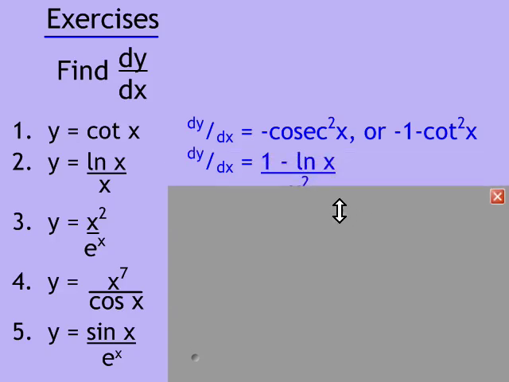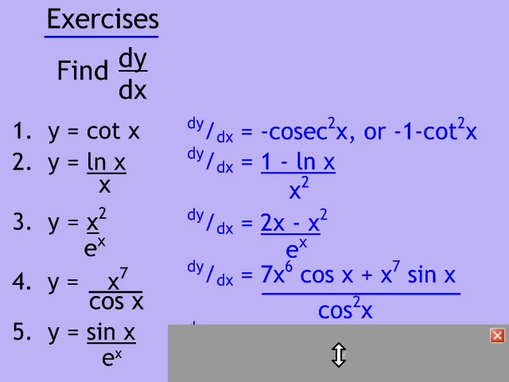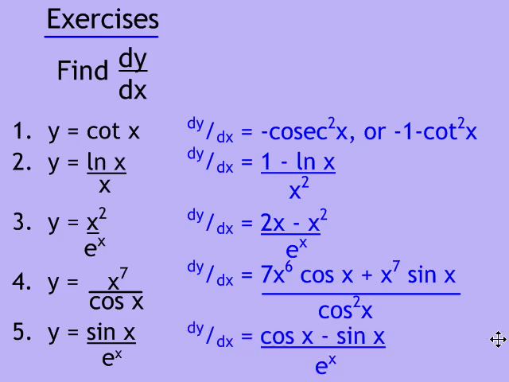Okay, and then for the second one, dy by dx is 1 minus ln x all over x squared. And the third one, 2x minus x squared over e to the x. Fourth one comes out as 7x to the 6 cos x plus x to the 7 sin x. And the fifth one, cos x minus sin x over e to the x. Like before, if you looked at all those and said, I'm sure I'd have got that, go back and actually do them. If you made a couple of mistakes, go back and find them. And if you got them all right, well done.